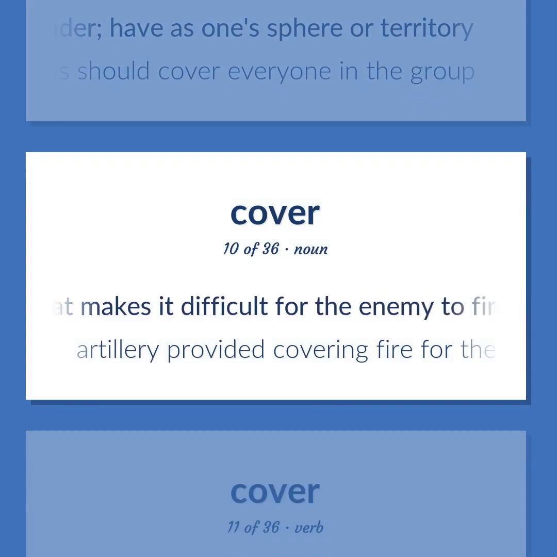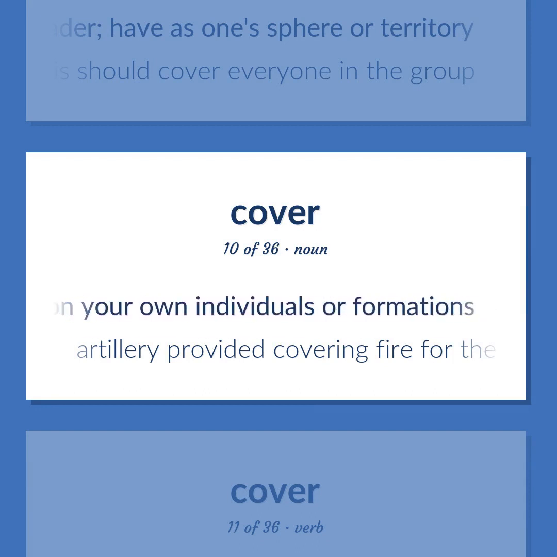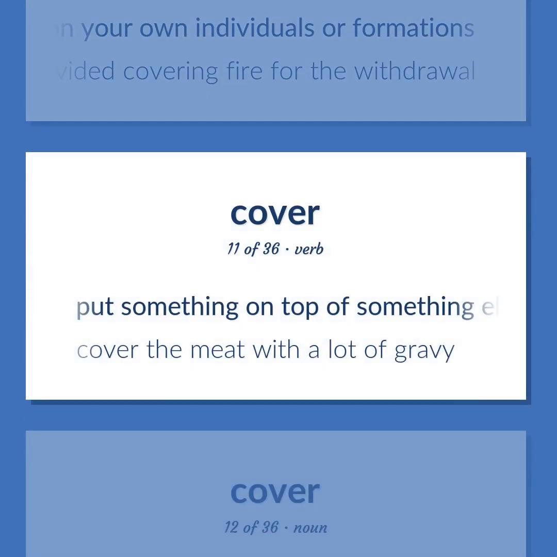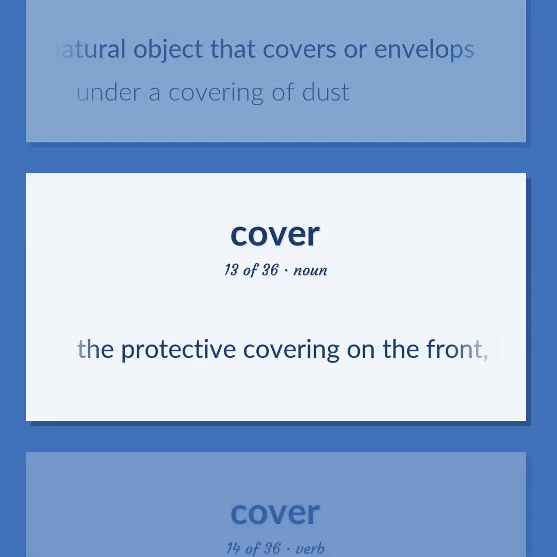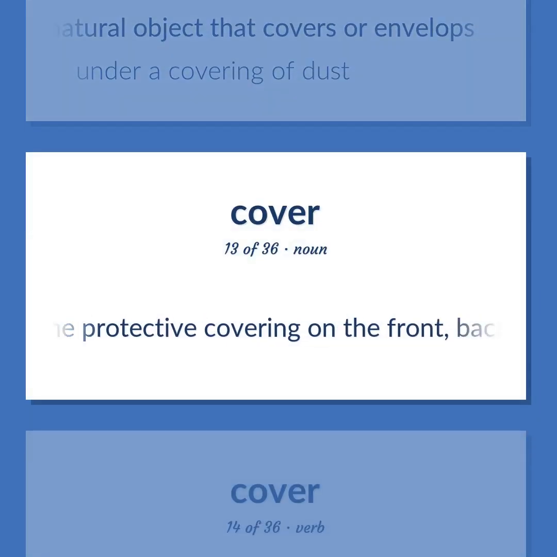Fire that makes it difficult for the enemy to fire on your own individuals or formations. Artillery provided covering fire for the withdrawal. Put something on top of something else. Cover the meat with a lot of gravy. A natural object that covers or envelops. Under a covering of dust. The protective covering on the front, back, and spine of a book.